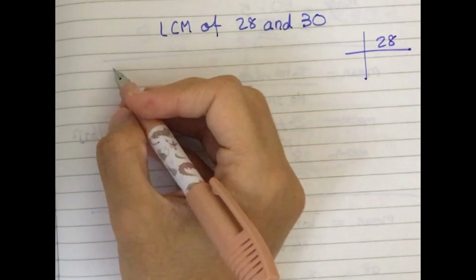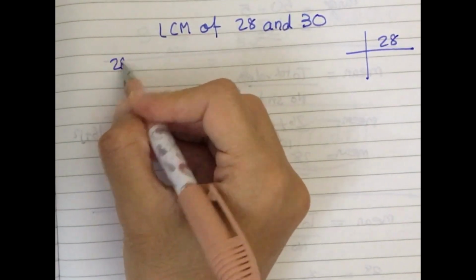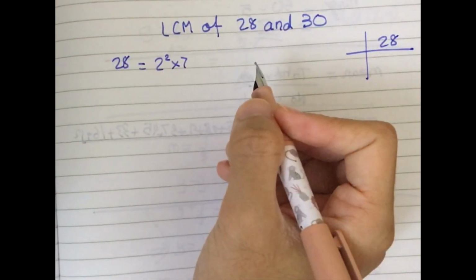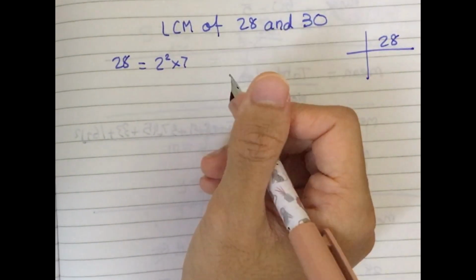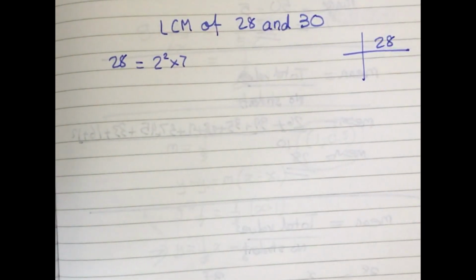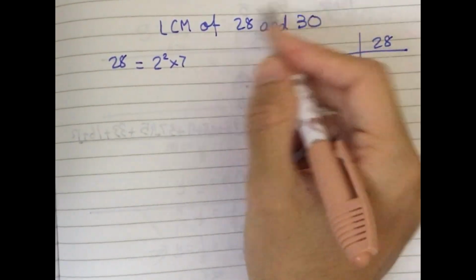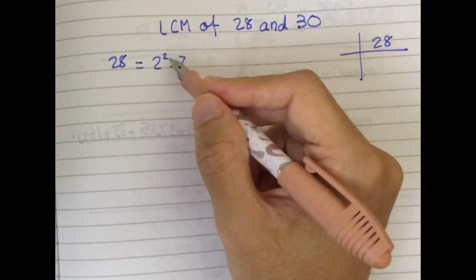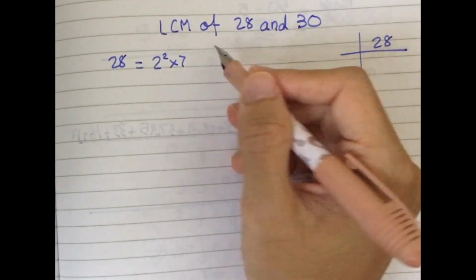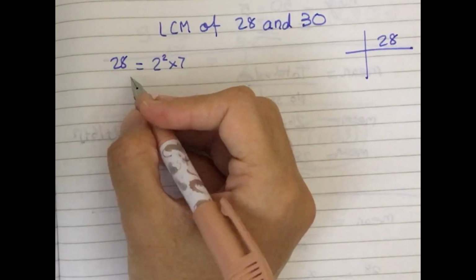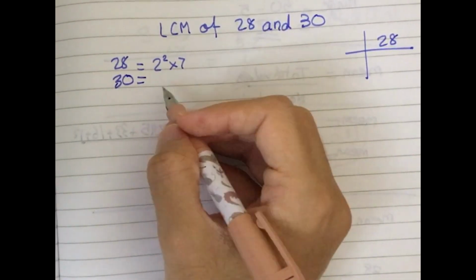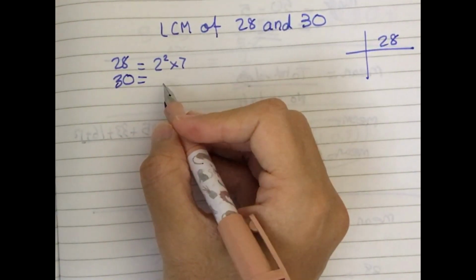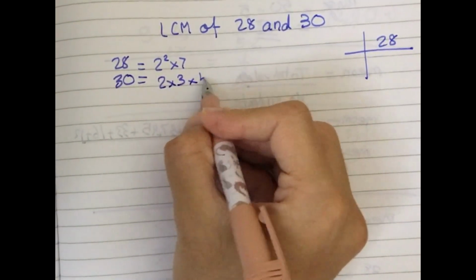Using the same method, for 28 I get the prime factors as 2 power 2 times 7. Remember to use prime factors, because in part A1 they used prime factors, so we have to continue with the prime factors. That's why I chose an example like this. 2 power 2 means 2 times 2, nothing different. And the product of the prime factors of 30 is 2 times 3 times 5.